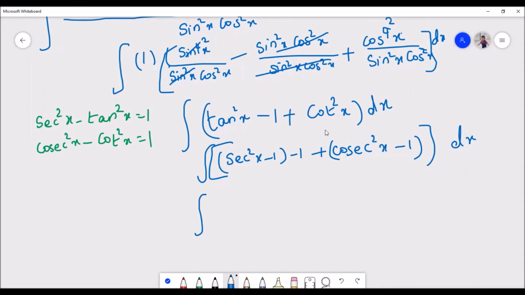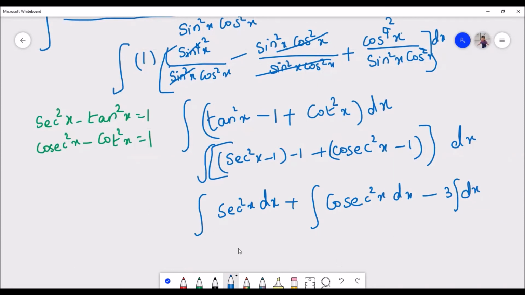So now we split each term: integration of secant square x dx, minus 1, minus 1, again minus 1, so totally we have minus 3. Now this part I can write as plus integration of cosecant square x dx, minus 3 integration of dx, or 3 dx, which is a constant. Now the integral of secant square x is nothing but tan x, plus the integration of cosecant square x is minus cot x. So let me write it as minus negative cot x minus 3x plus c. This is the final answer.